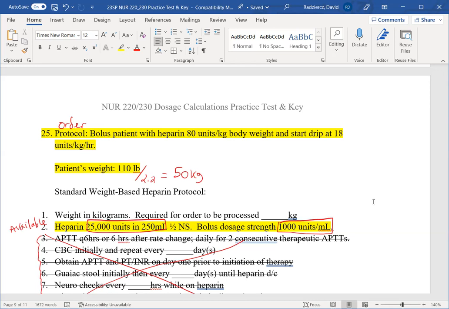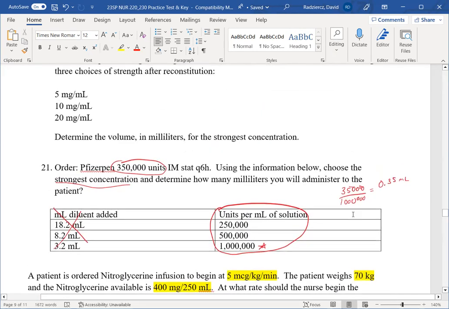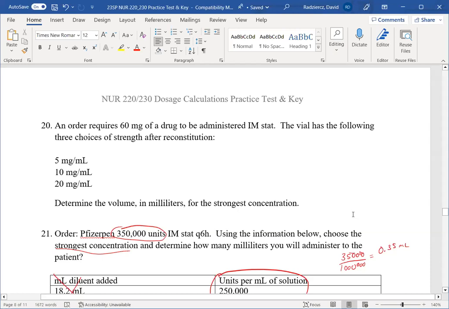I had a quick question. I came in a few minutes late, so I'm sorry if I missed it. For number 20, I just want to make sure I answer it properly. Are we just circling the strongest concentration, or are we calculating? So you have to calculate, right? Yeah, you're using the strongest concentration to find out what that is.